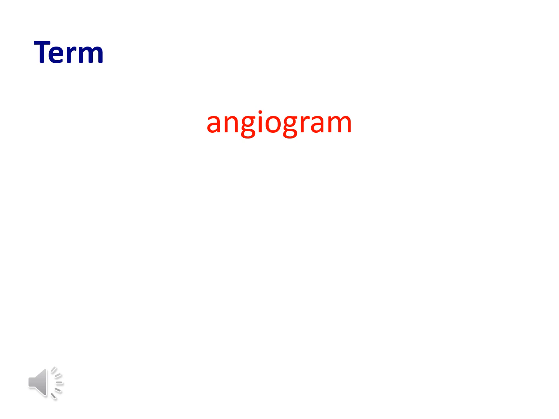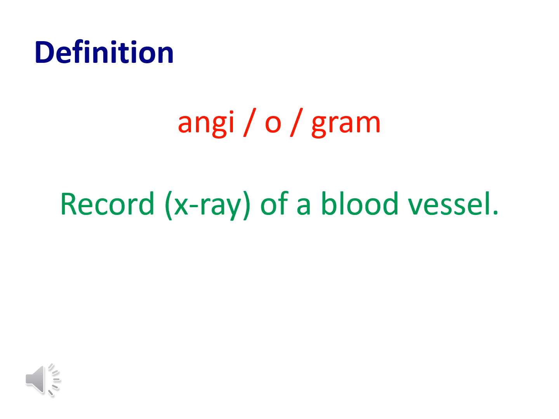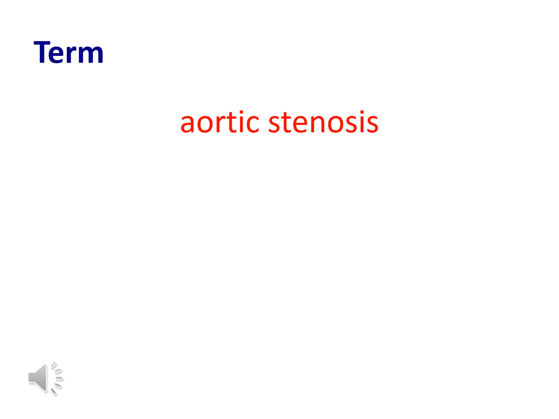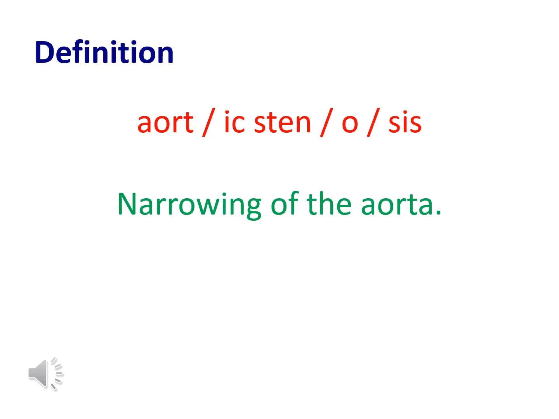Angiogram. Angiogram means record, X-ray, of a blood vessel. Aortic stenosis. Aortic stenosis: aort, sten, o-sis. It means narrowing of the aorta.